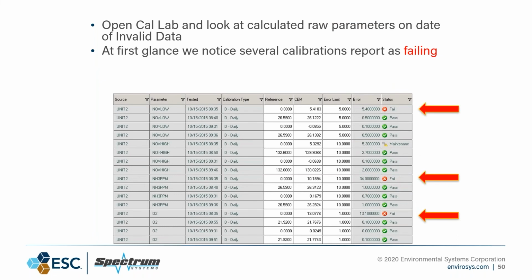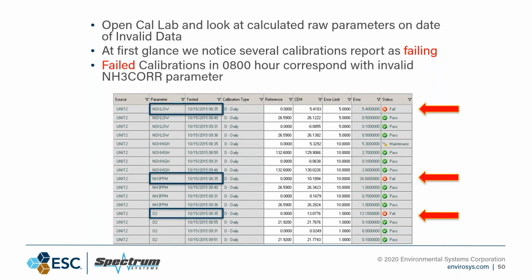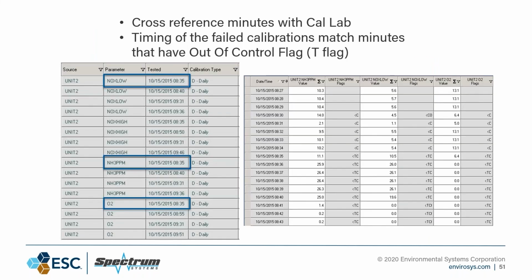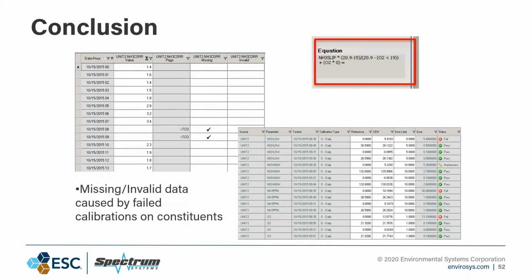And at first glance, you'll notice that the calibration report is failing. And that corresponds with the invalid NH3 corrected parameter. Cross-reference minutes with CalLab, the timing of the failed calibration matched minutes that have the out of control flag. Conclusion.